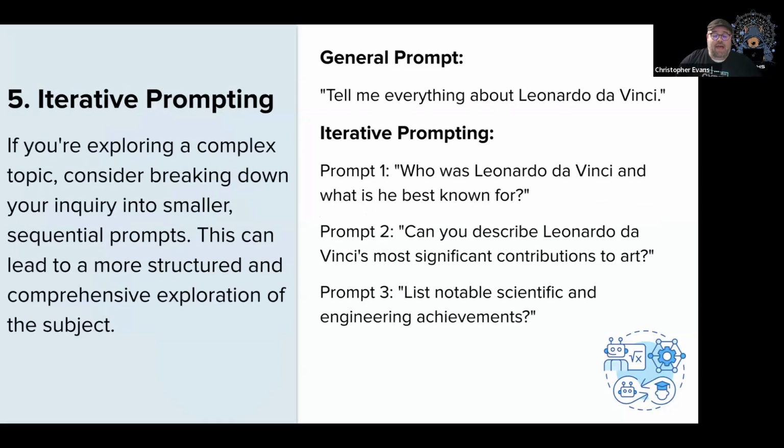Iterative prompting. That is building upon each prompt to get deeper and deeper context. So, for example, tell me everything about Leonardo da Vinci. Well, that's a lot. To narrow that down and streamline it, you can say, who was Leonardo da Vinci and what is he best known for? Then a follow-up question, can you describe Leonardo da Vinci's most significant contributions to art? And then a follow-up to that could be, list notable scientific and engineering achievements. Think of it almost like an interview. You're interviewing the chatbot. You're asking follow-up questions to get more information.